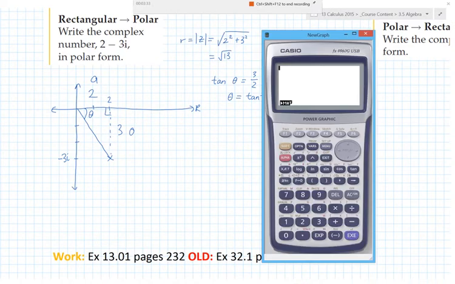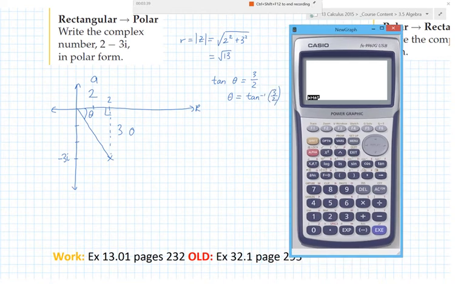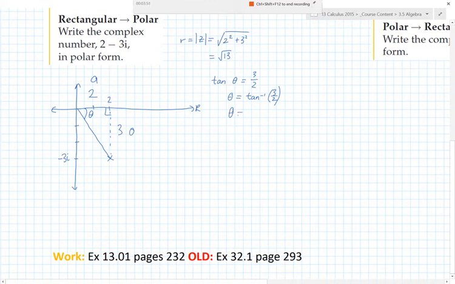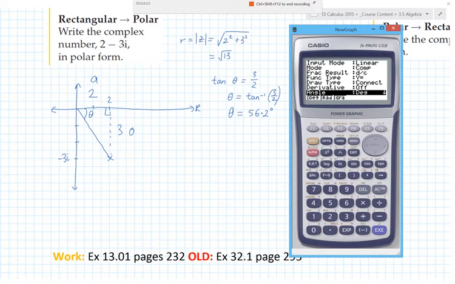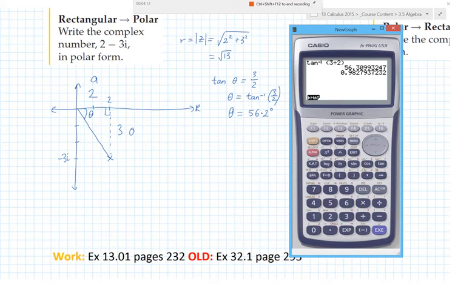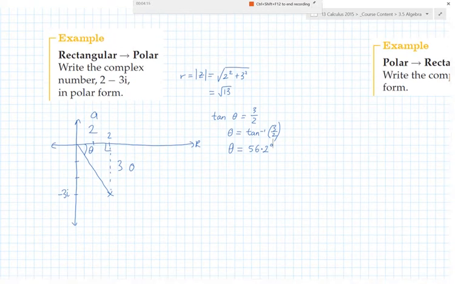Alright, so we'll bring up our calculator, and I'll just check what mode I'm in. I'm in degrees, so I need to make sure that my answer's in degrees. We'll go shift tan 3 over 2, and that gives us 56.3 degrees. So I'll say that theta is 56.3 degrees. I'll just check what that is in radians, because sometimes it pops out as something that looks familiar. No, that doesn't really look like anything I'm used to, so I'm just going to leave it in degrees for now. It doesn't actually say whether to have it in degrees or not.